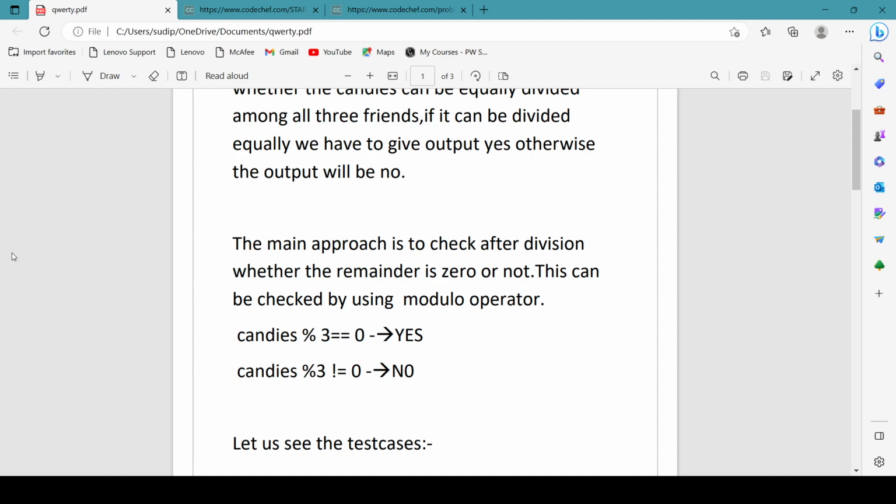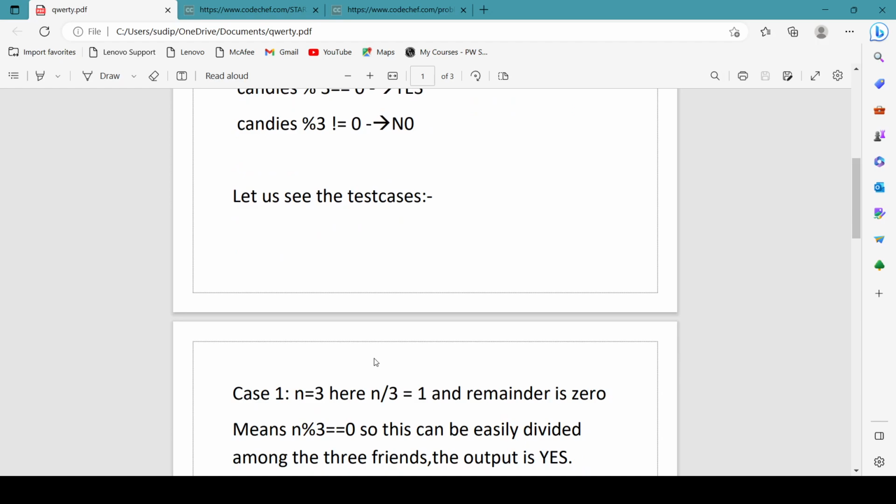The modulo operator is an operator which is used to check whether there is any remainder or the remainder is 0. The modulo operator gives out the remainder. Here modulo equal to 0 means there is no remainder, and modulo not equal to 0 means there is a remainder. Let us see the test cases.